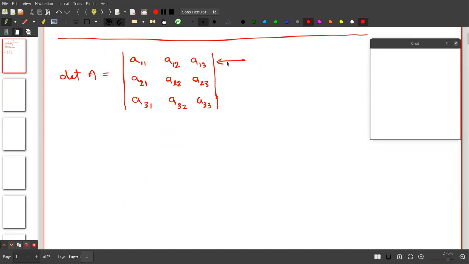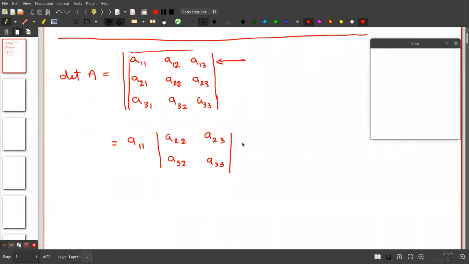So as we have seen, to calculate the determinant, say we are taking the first row. What we did, we write A11, then we cut the first row and the first column, and the rest we write: A22, A23, A32, A33, minus A12, and then we cut the first row and the second column and we write the rest. So A21, A23, A31, A33.